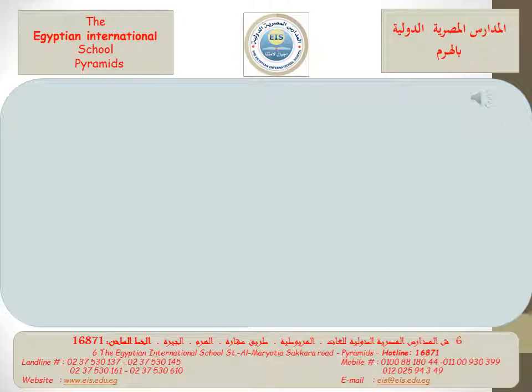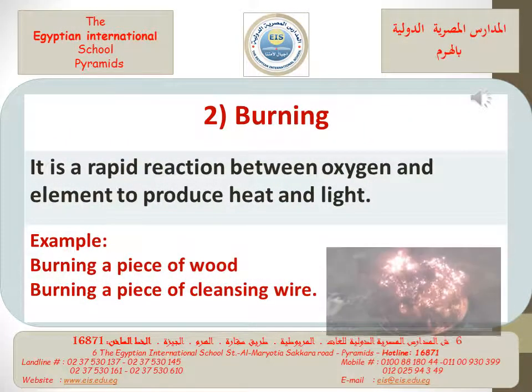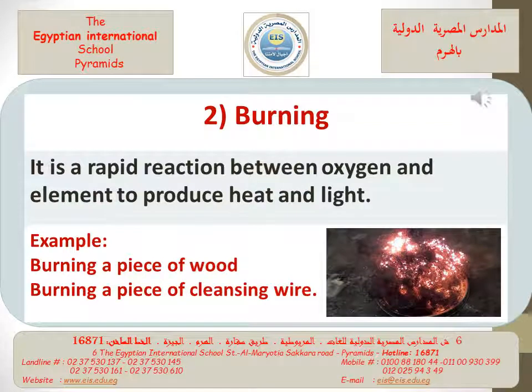The second way of oxygen combination with elements is burning or combustion. What is burning or combustion? Burning is a rapid combination. Rapid means fast or quick. Then again, it's a rapid combination between oxygen and an element producing heat and light. For example, burning a piece of wood or a piece of cleansing wire.